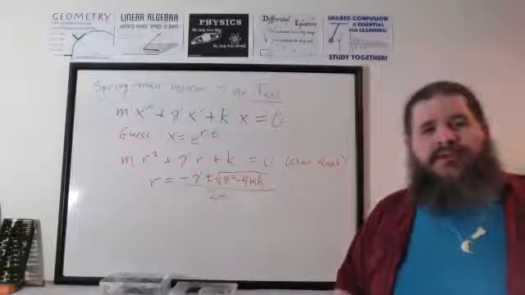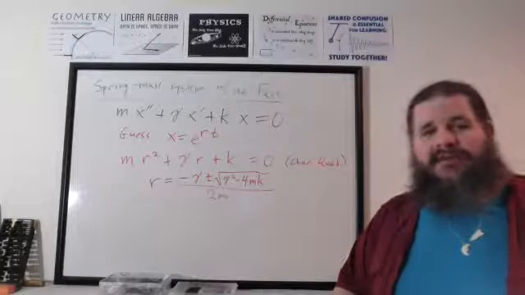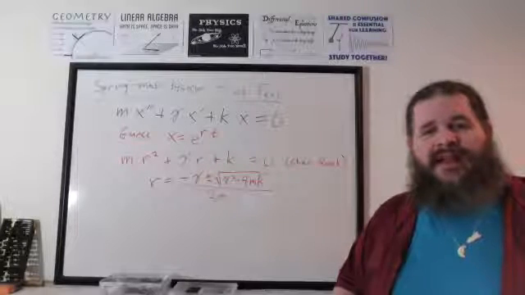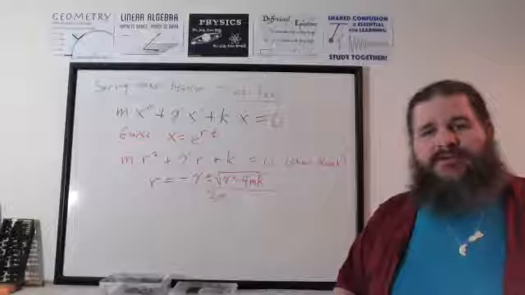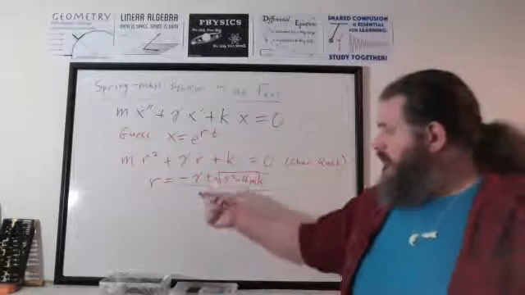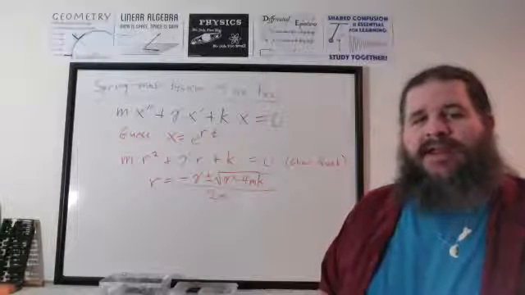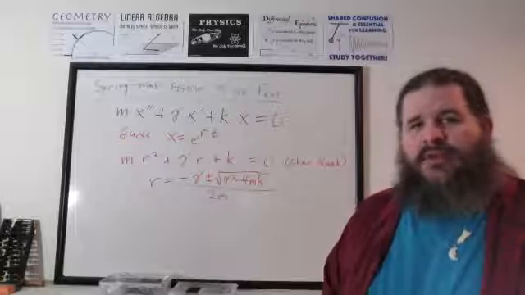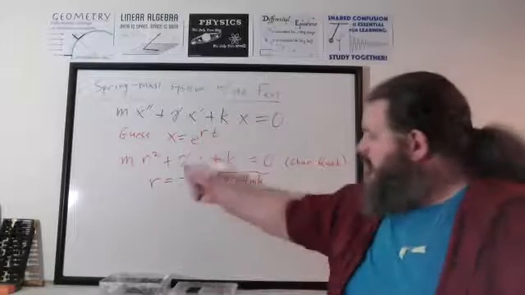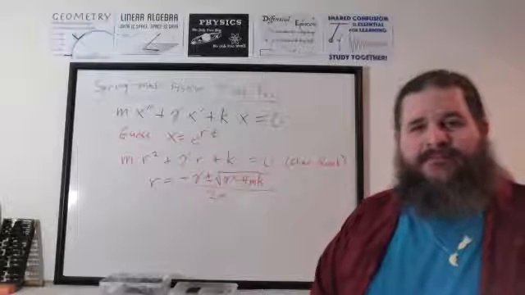So this gives us a general formula for R in terms of the actual physical parameters: the damping coefficient, the spring constant, and the mass that are involved in this situation. And if you have specific numbers, you can fill those in. But in general, I think the important thing to look for here is what kind of solutions you get. What's the most important part of this formula in terms of determining what kind of solutions you get?